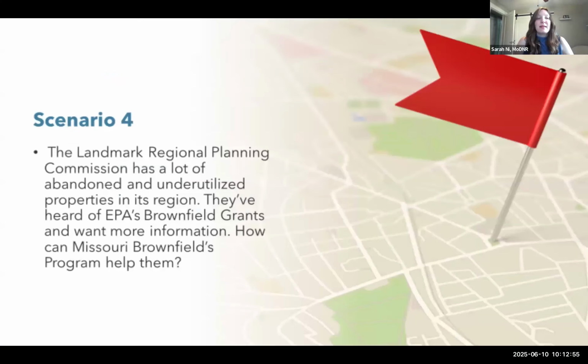Scenario number 4: The Landmark Regional Planning Commission has a lot of abandoned and underutilized properties in its region. They've heard of EPA Brownfield grants and want more information. How can the Missouri Brownfields program help?